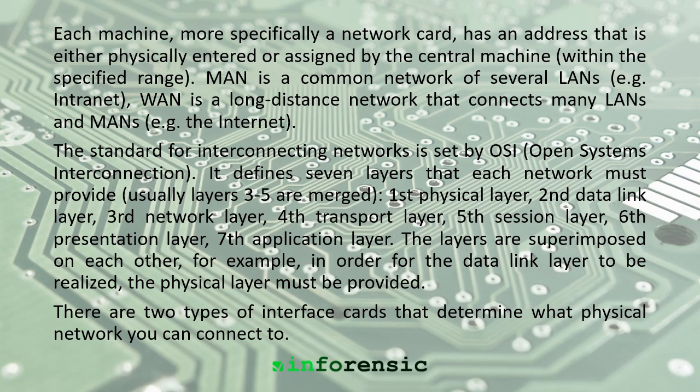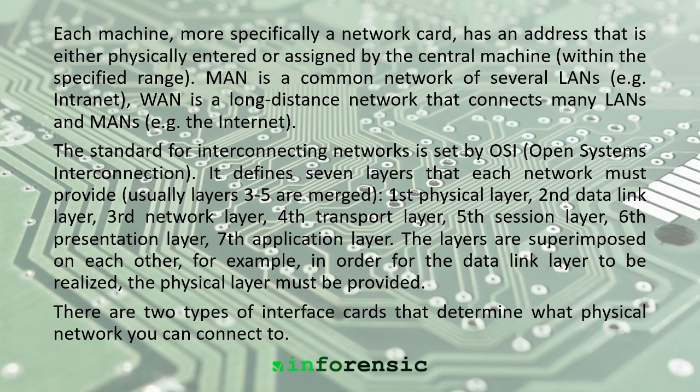It defines 7 layers that each network must provide, usually layers 3 to 5 are merged. First, physical layer; second, data link layer; third, network layer; fourth, transport layer; fifth, session layer; sixth, presentation layer; seventh, application layer. The layers are superimposed on each other. For example, in order for the data link layer to be realized, the physical layer must be provided.